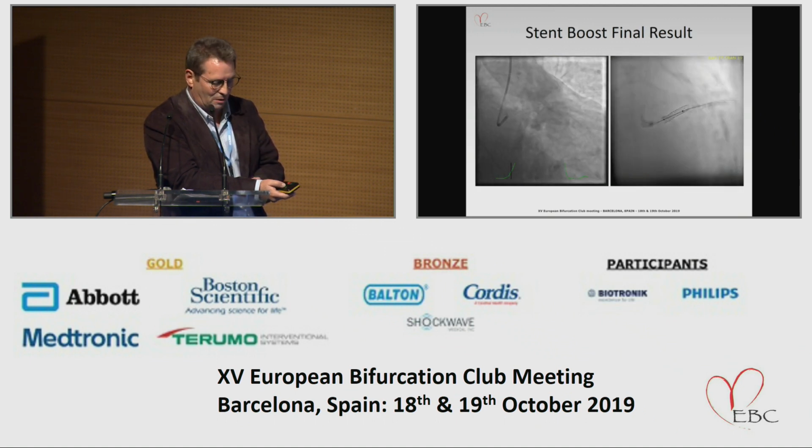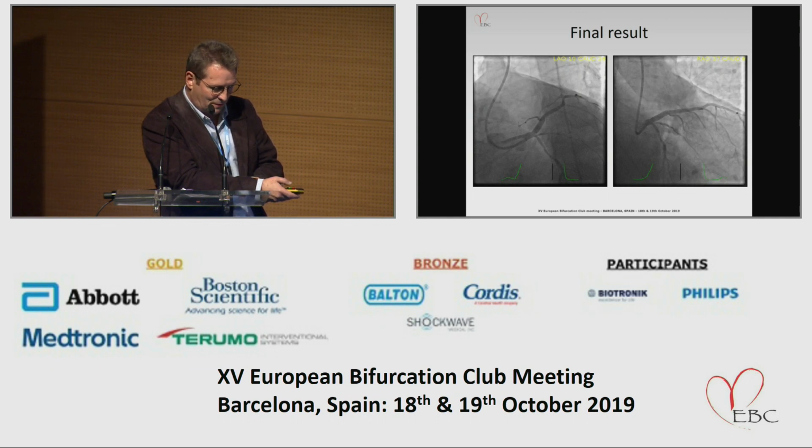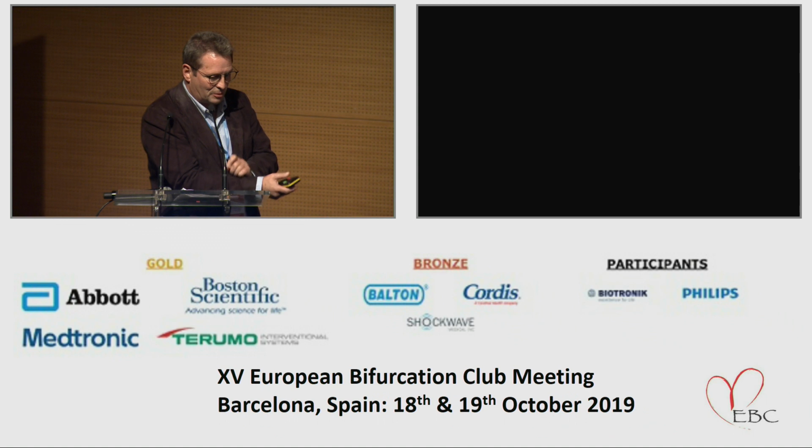And yeah, please go to this. This is actually the final result. You can see in the left panel the 6.4 diameter of the left main and the 4.1 of the LAD, and in the other projection you can see the nicely opened struts towards the circumflex and the small intermediate branches. So thank you very much for your attention.